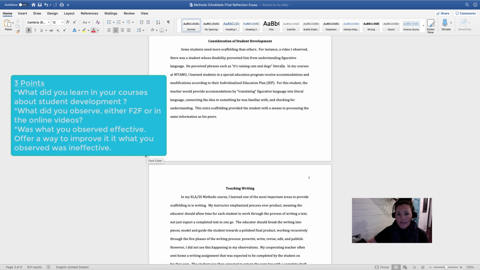You will do the same thing for the consideration of student development section. All students need to complete this section. I'm looking for the same three points. What did you learn in your courses at WT? How does that connect to what you observed? And then evaluate the effectiveness. If what you observed was ineffective, offer a solution. This section is also worth 3 points.